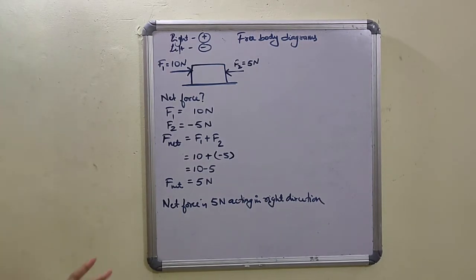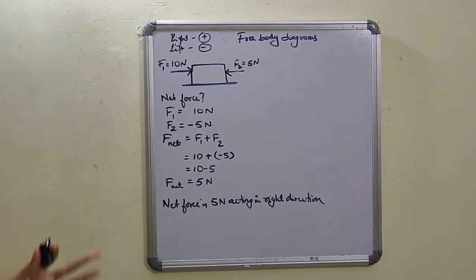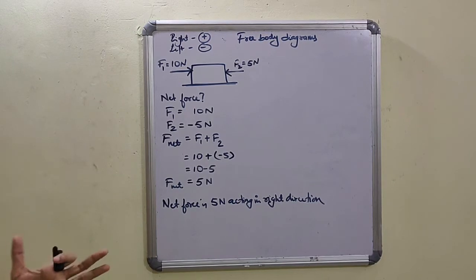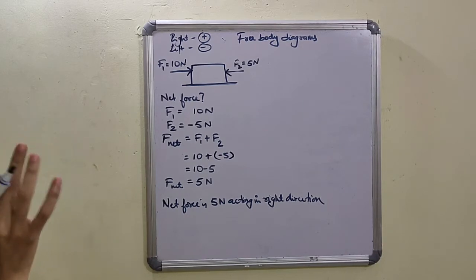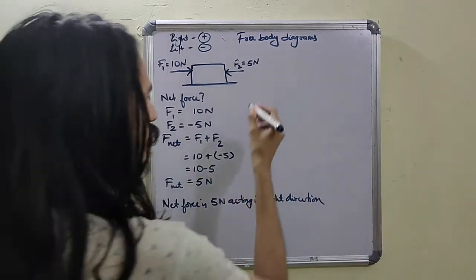This is a very simple sum on free body diagrams or net force. Now your sums usually won't be like this. They'll have like 3, 4, maybe 5 forces acting together. What you need to do is make sure you're looking at the arrows and the size of the force very carefully. Okay, I'll give you another example of a sum like this.